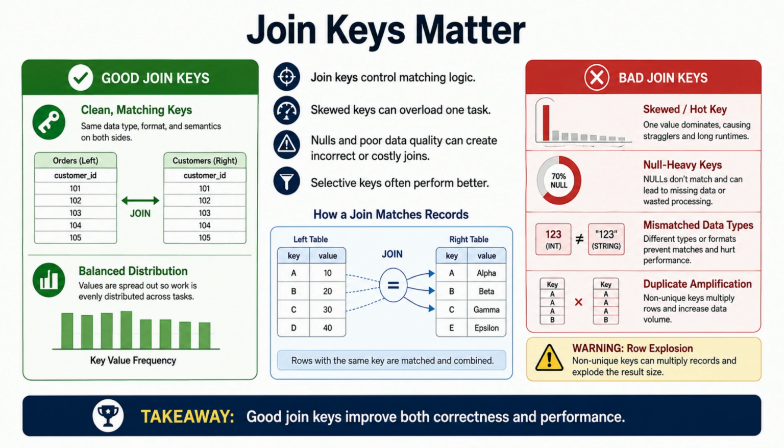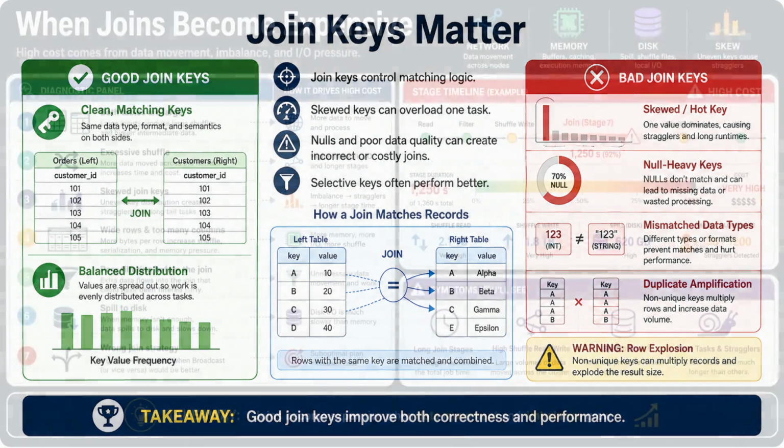A hotkey can overload one task and cause skew. Null-heavy keys can create missing matches or wasted processing. Mismatched data types, such as integer on one side and string on the other, can prevent matches or force expensive conversions. Duplicate keys can multiply rows and create row explosion. Good join keys improve both correctness and performance. Before blaming Spark, always check the join key quality.